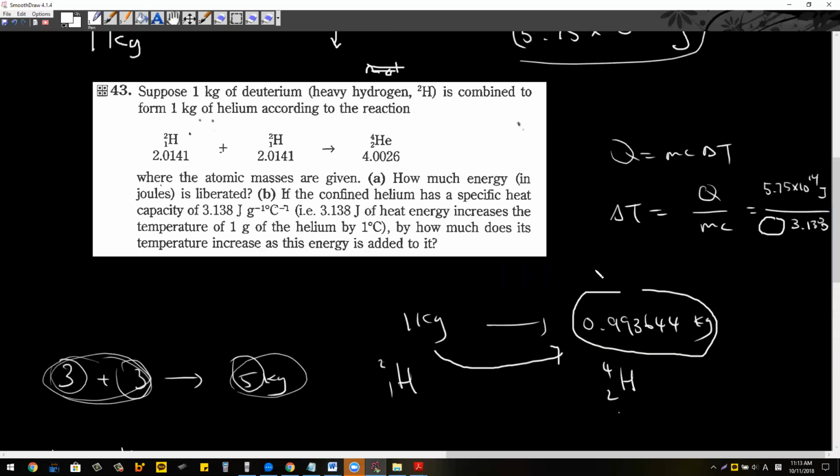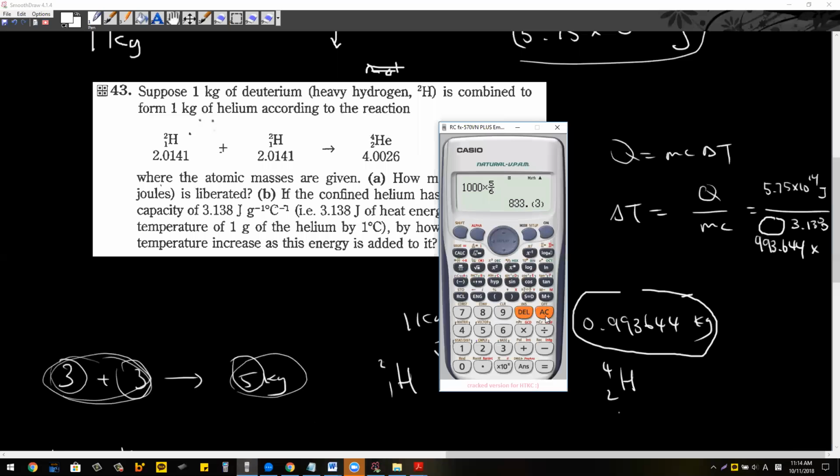Okay. And then if you just sub in 993.644 because this has to be in grams. Yeah. 993.644. So I think the temperature will rise by like several million degrees or something. It's going to be too much energy liberated.